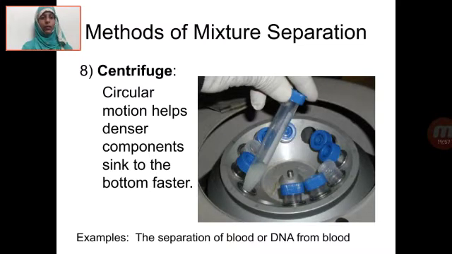You can see here in the picture the separation of blood, or DNA from the blood, is done using centrifugation. Milk also, milk cream is separated from the milk. Not only for medical purposes, cream is also obtained from milk using the same method, that is centrifugation. How does this centrifugation method take place?